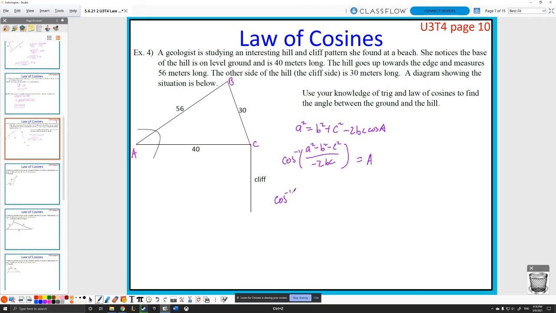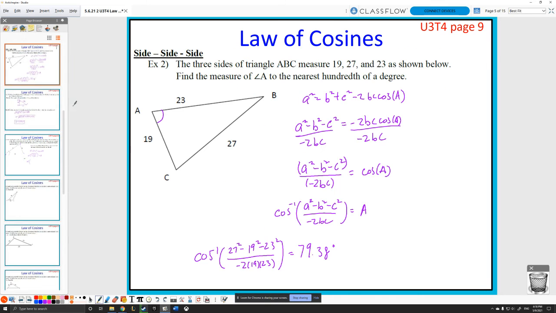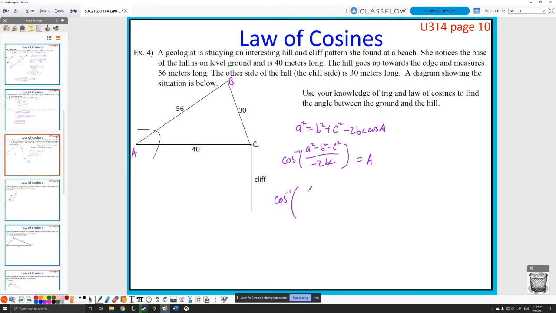Now, if you're not sure how I got this, you'll see it here. All I did was subtract the B squared, subtract the C squared, divide the whole thing by the negative 2BC, and then in the end, I have to take the inverse of whatever number I found inside. So A is 30 squared minus B, which is 40, squared, minus 56 squared, all over negative 2 times 40 times 56.